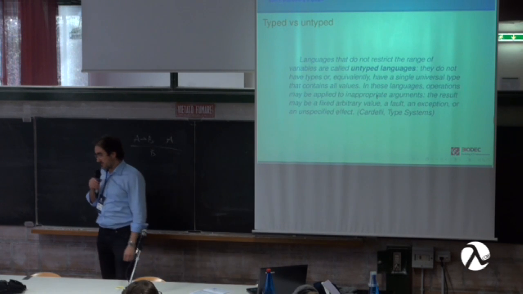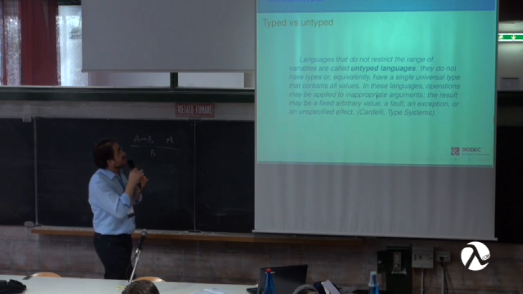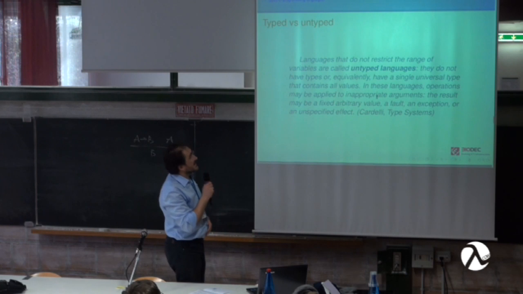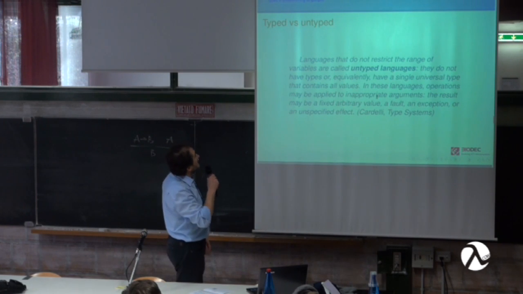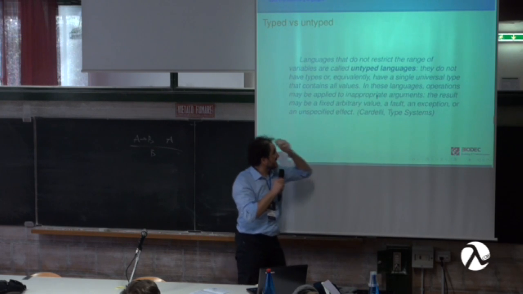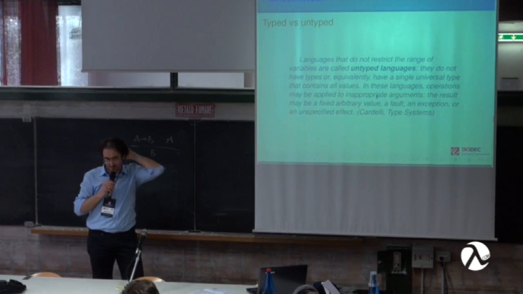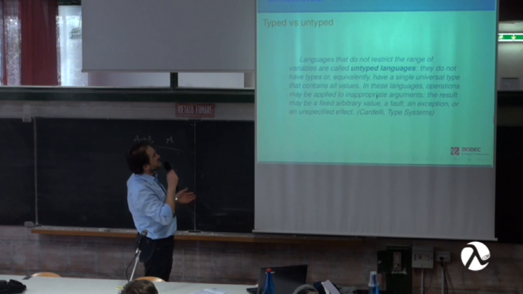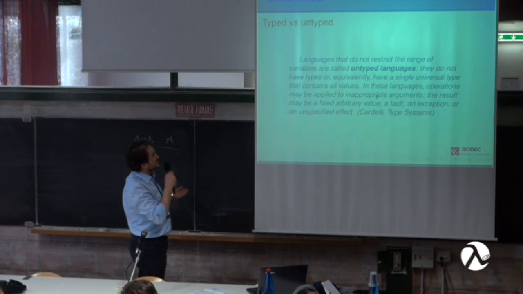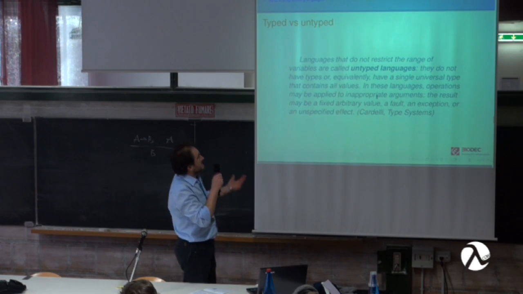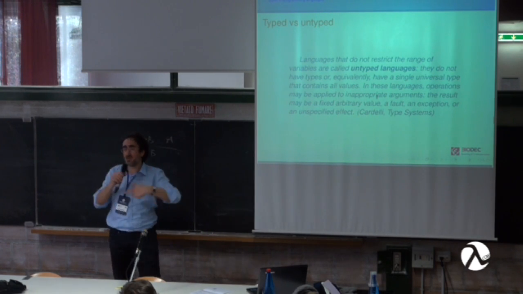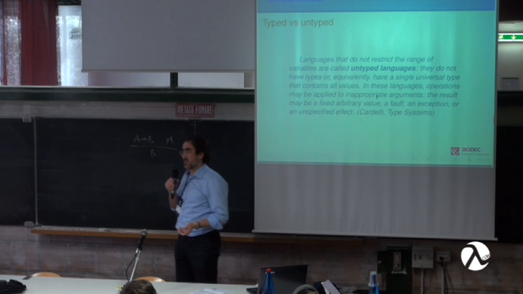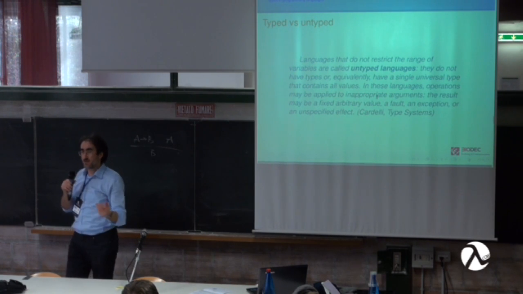The first and the most famous is typed versus untyped. I'm quoting Luca Cardelli here, in that paper, Type Systems, which is very, very well written, very nice. And he says, languages that do not restrict the range of variables are called untyped languages. They do not have types, or, well, you can think that they have just one single universal type, and all of the terms belong to that type. It amounts to a logical theory that is basically useless. You assign to everything the same meaning. Okay, fine.